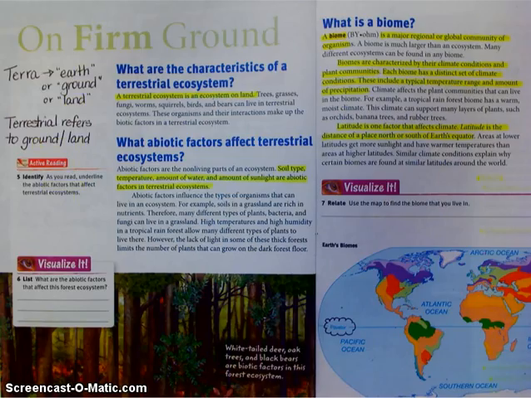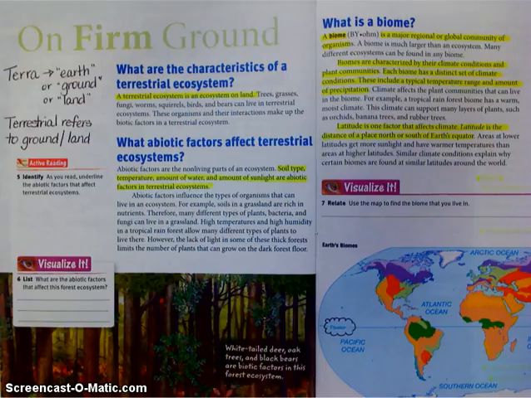I'm now on page 514. What are the characteristics of a terrestrial ecosystem? A terrestrial ecosystem is an ecosystem on land. Terra is, I think it's Latin, for earth or ground, land, whatever. So if you hear terrestrial, it refers to something that's on the earth, on the ground, on the land.